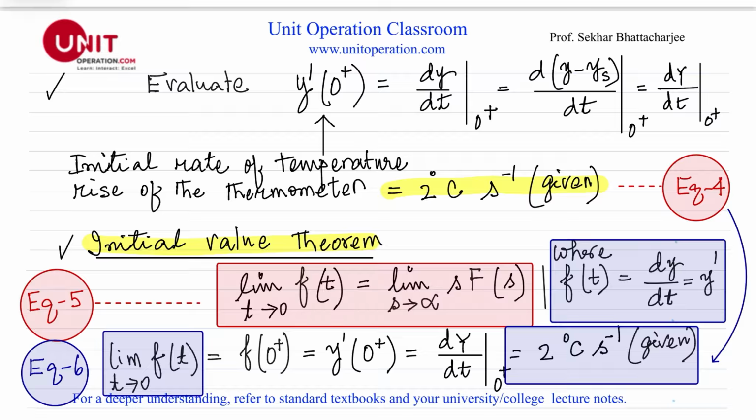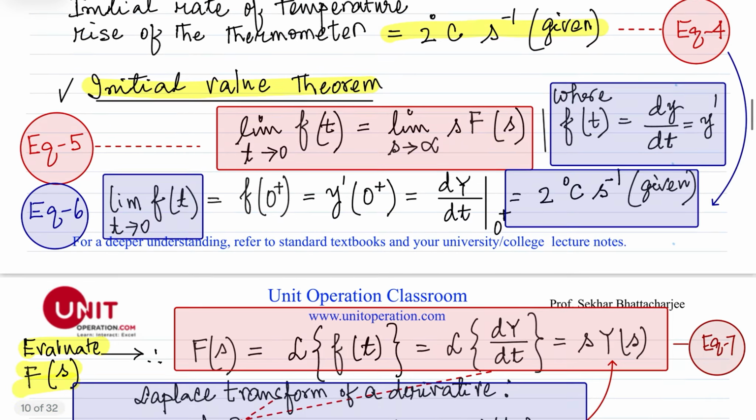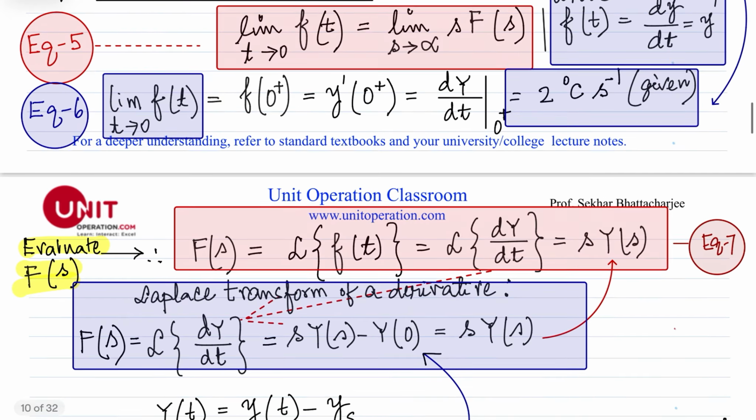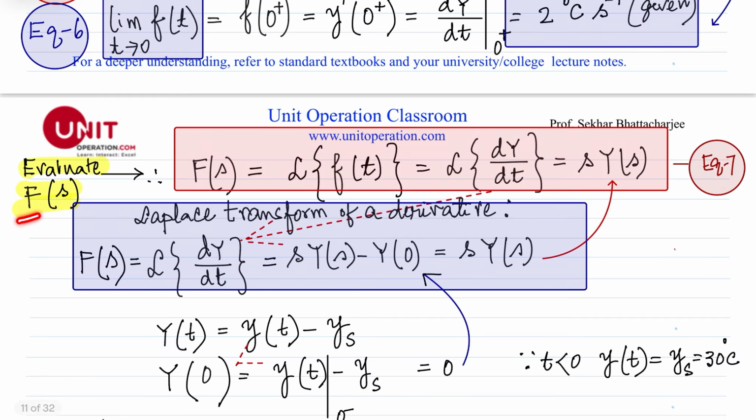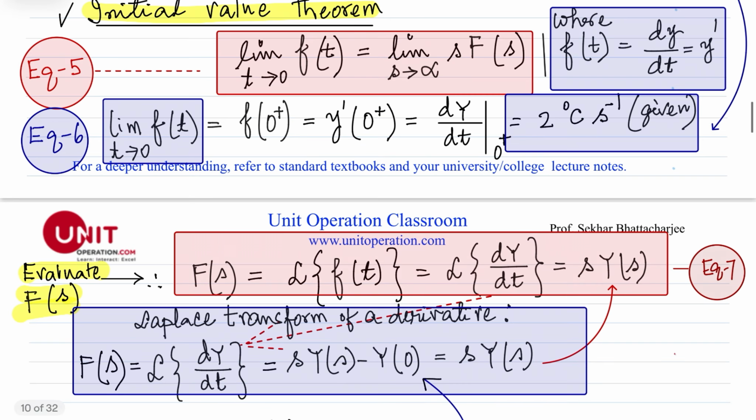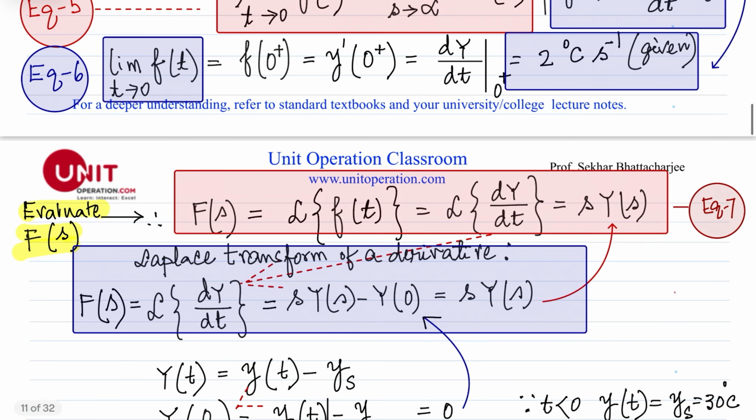Now, we have seen this is 2 degrees Celsius given. So if we can evaluate that, then we can find the value of tau. Let's see how we can evaluate F(s). F(s) is going to be the Laplace transform of the derivative of this function here, which, as we know, is given by this.